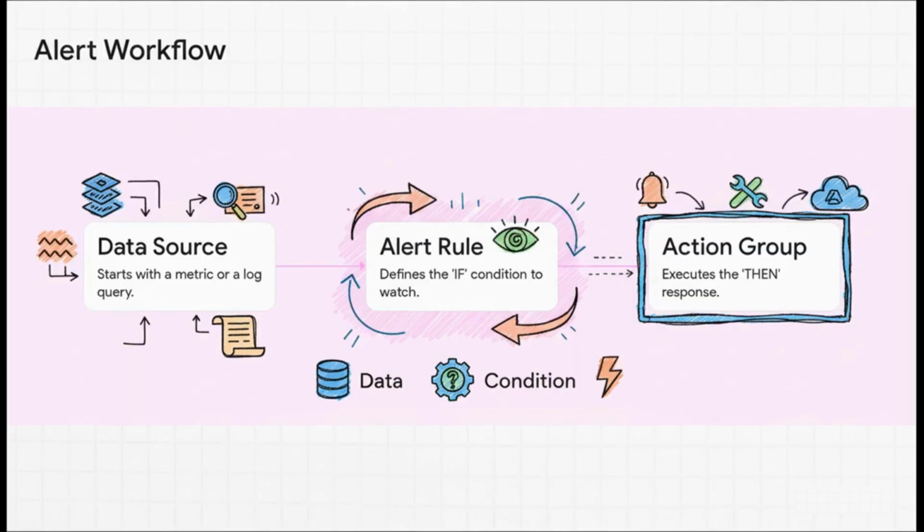So, putting it all together, here's the entire flow. You start with your data on the left, a metric or a log. You create an alert rule in the middle, which is your if condition, and when that condition is met, it fires an action group on the right, which is your then response. Data, condition, action. That's the whole workflow.